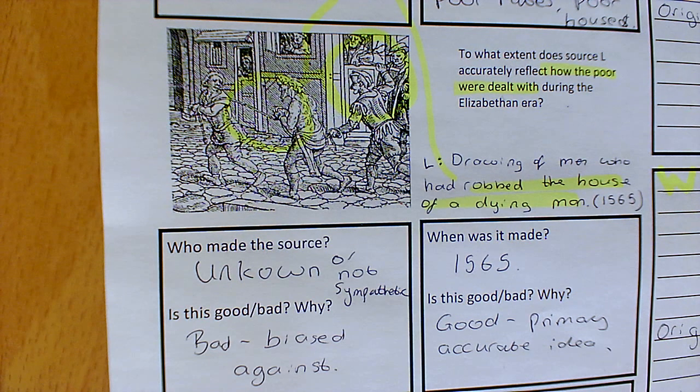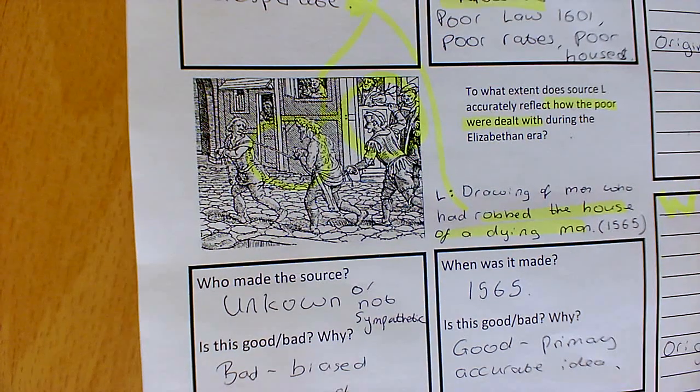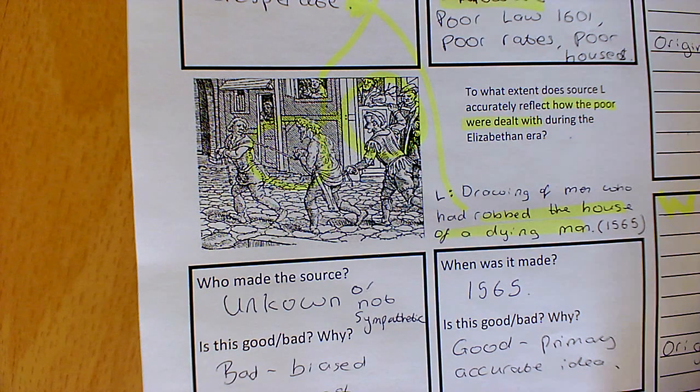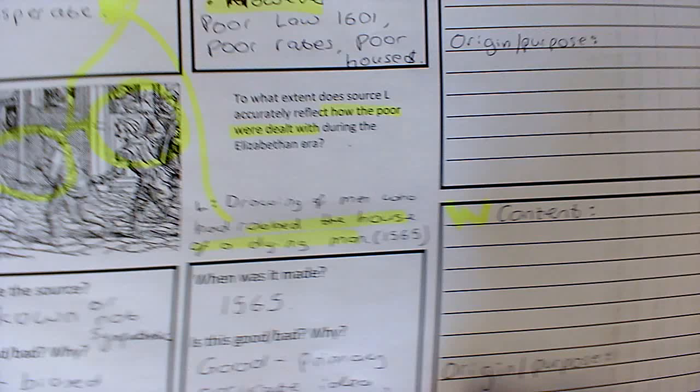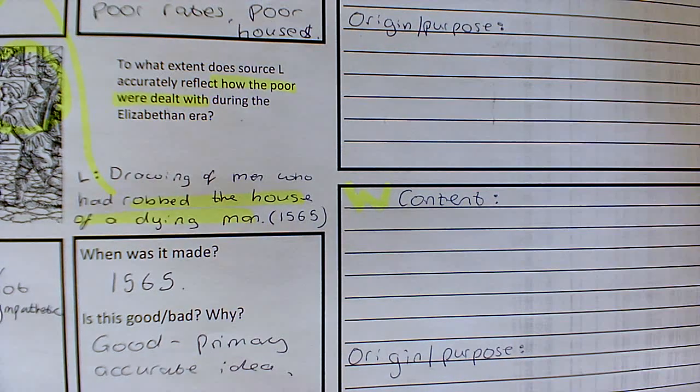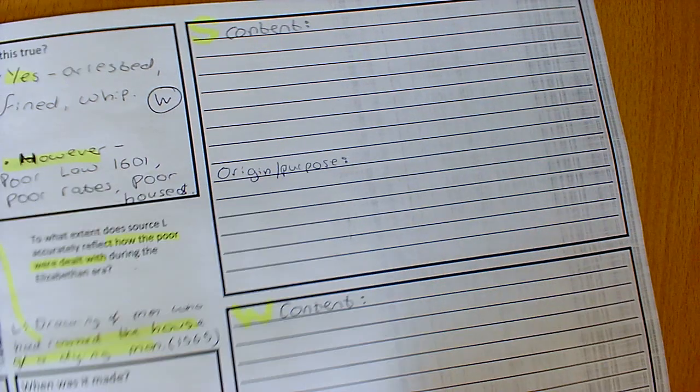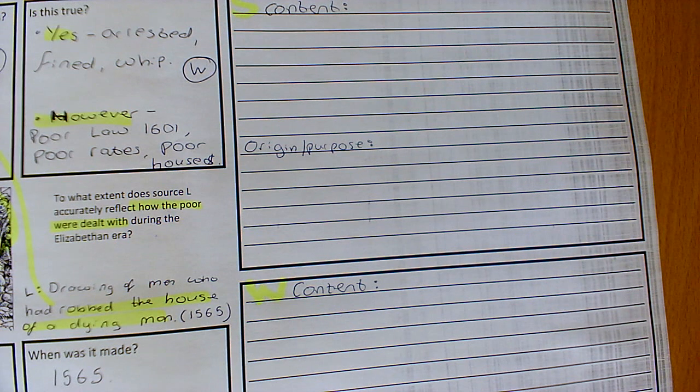So that's what we do. We pick apart the source using the 5 W's, and I use those to figure out are there strengths and are there weaknesses. That leads me to writing it up then. Like I said, you can use the COOP method. Content, origin, own knowledge, origin and purpose.